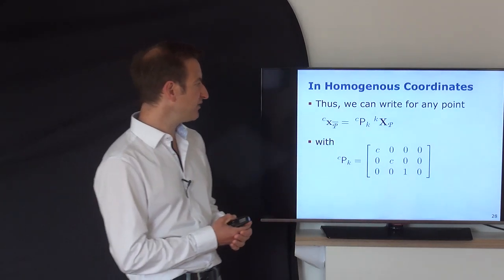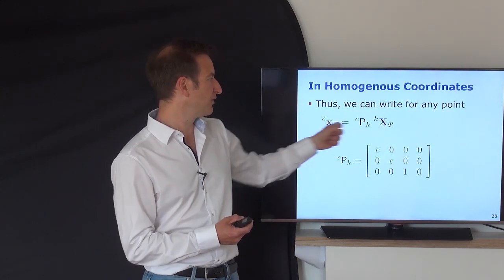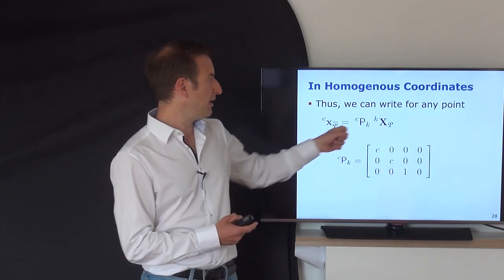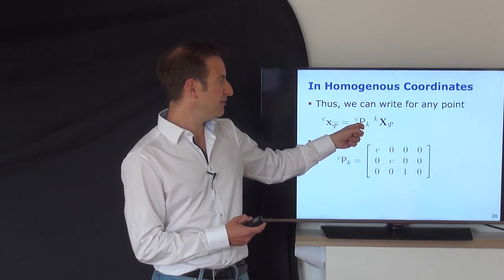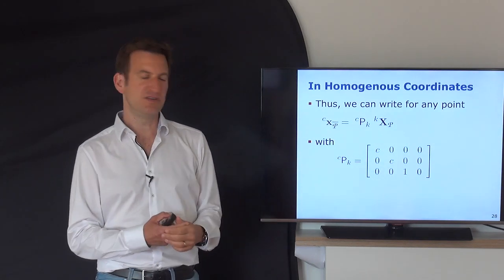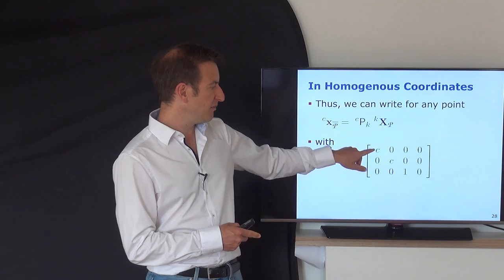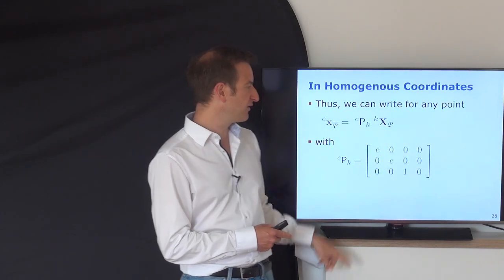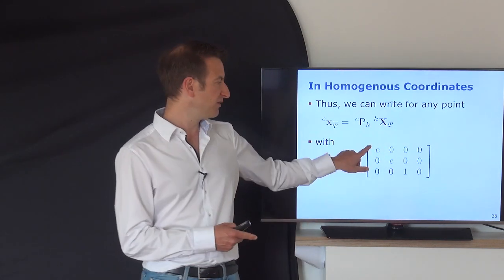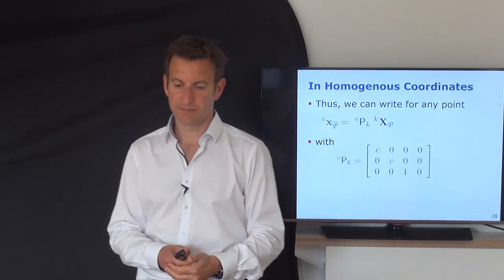So as a result of this, we can describe the mapping from the camera coordinate system to the image plane by this matrix P, to which I multiply from the right-hand side my homogeneous vector expressing the 3D point. And this projection matrix is this 3x4 matrix, which has exactly this form: c, c, 1, and all the other elements are 0.